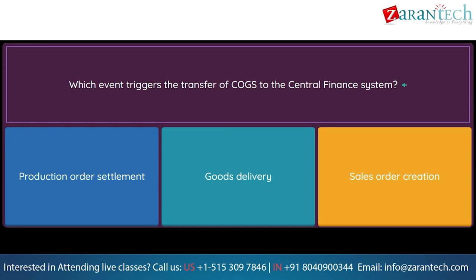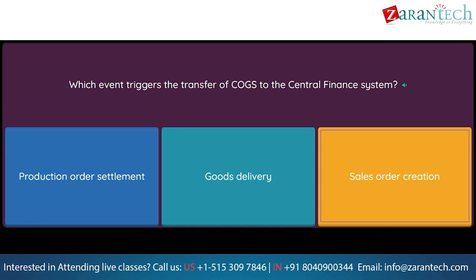Question: which event triggers the transfer of COGS to the central finance system? Option 1, production order settlement. Option 2, goods delivery. Option 3, sales order creation.